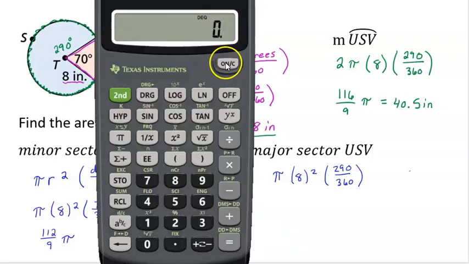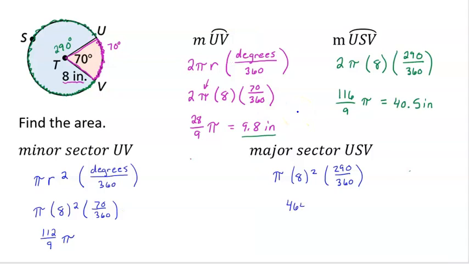So I'm going to move that over, clear out my calculator. I have 8 squared times parentheses 290 over 360, close up my parentheses, equals, then second F to D, second ABC, and I get 464/9 pi. And then of course you could put in pi and round from there if you need to.